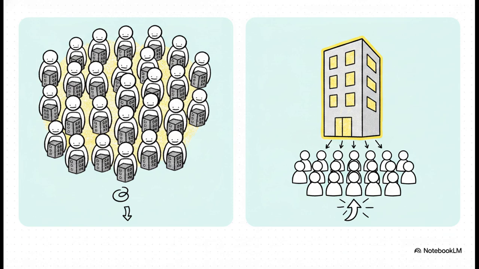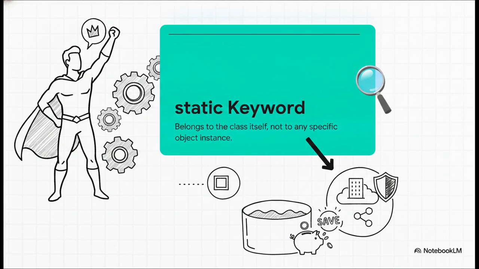Why are we copying and pasting a value that literally never changes between students? What if, instead, we could just extract that college name, drop it into a single shared space, and just have all 100 students point directly to it? Well, enter our memory-saving hero, the static keyword.